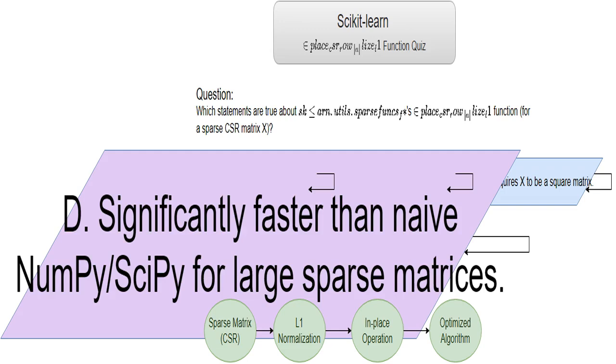Statement D claims a performance advantage. This is likely true because specialized functions for sparse matrices are usually optimized for speed, avoiding computations on the many zero entries. NumPy and SciPy are general-purpose libraries, so their methods may not be as efficient for large sparse matrices.